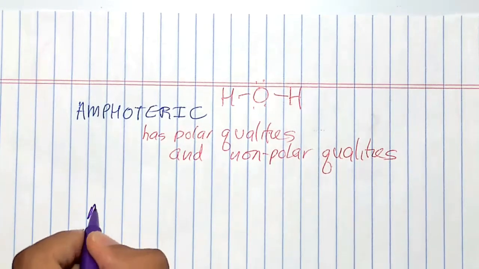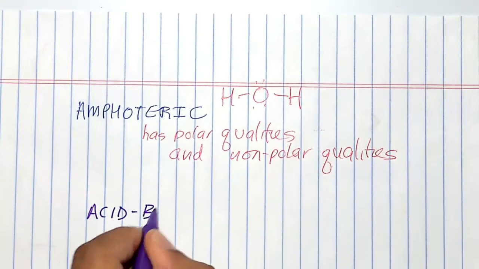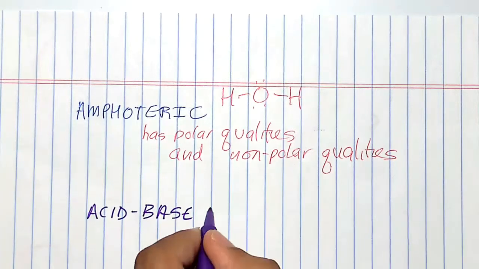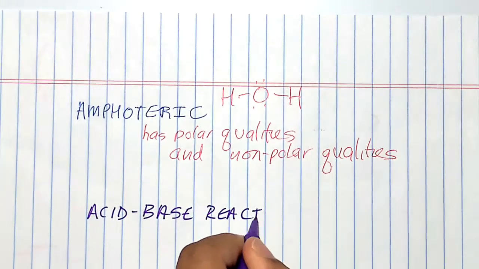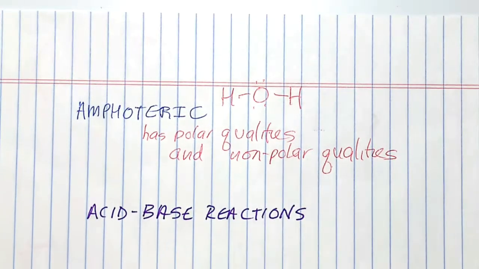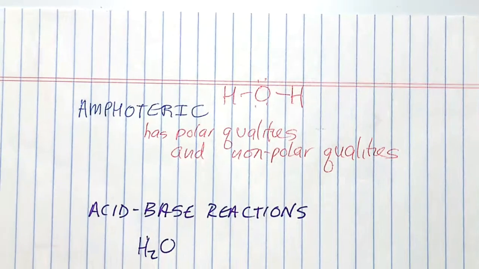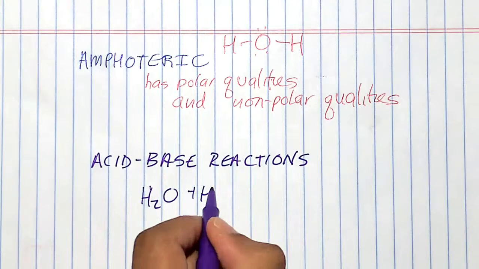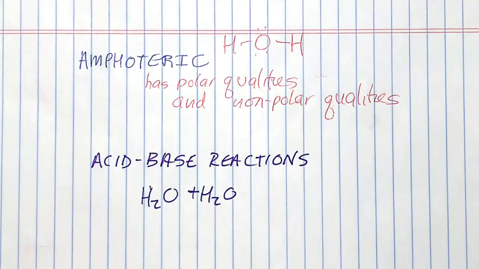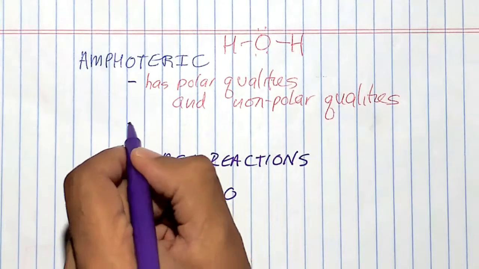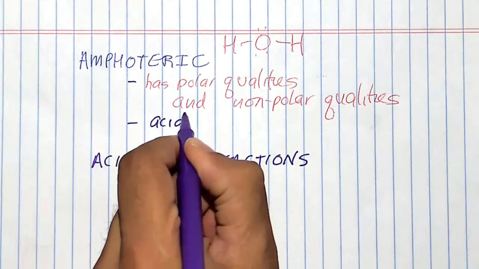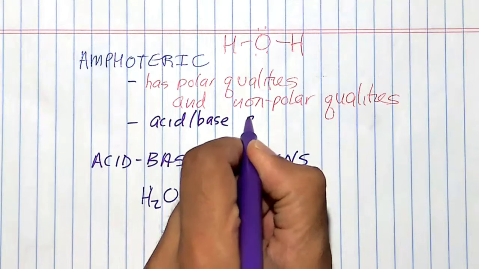The final thing is acid-base reactions. Okay, your pH and pOH come from water. Okay, the ability of acids to protonate water, or the ability of bases to take a proton away from water. So this reaction of H2O is kind of water behaving like an acid and a base. So here, amphoteric, polar and nonpolar qualities. We can also say water has acid-base qualities.